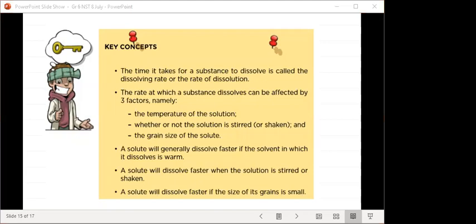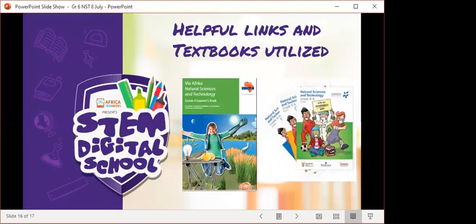Nonetheless, we use the Via Africa Natural Science and Technology textbook as well as the Siyavula Grade 6 textbook. And yesterday, most of you mentioned that you are using a particular textbook. So I'm still looking to access that textbook and then I will implement the activities in our lessons. So these are the textbooks that we used, and if you need any of these, you can get them on Snapplify as well as on Thunderbolt's website.